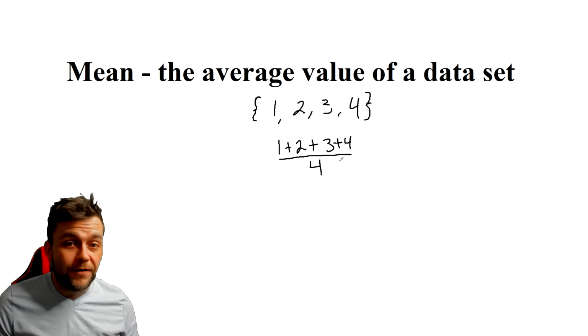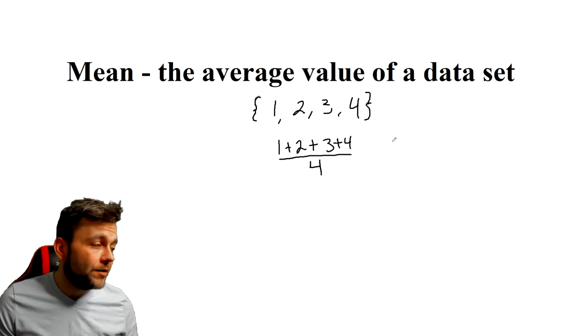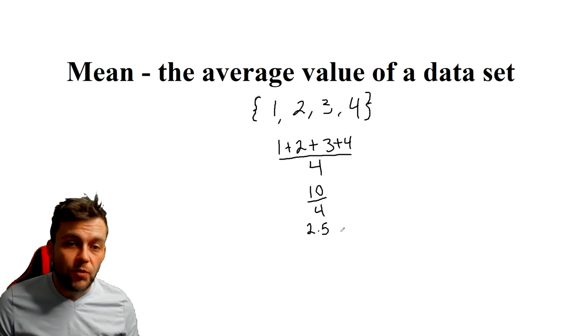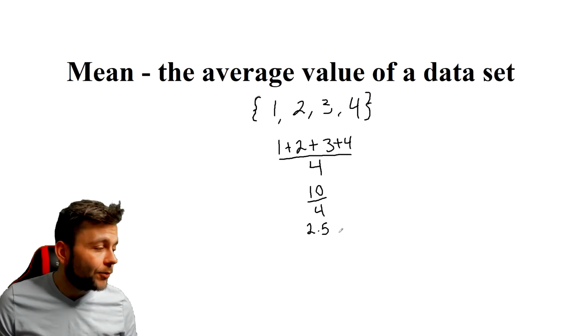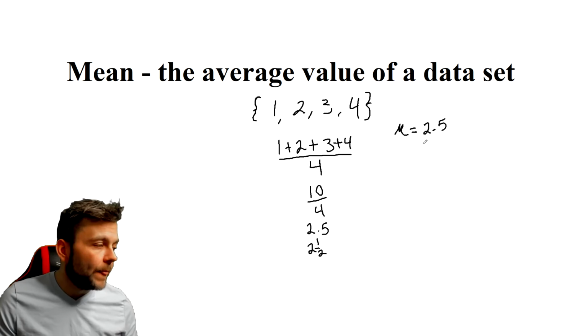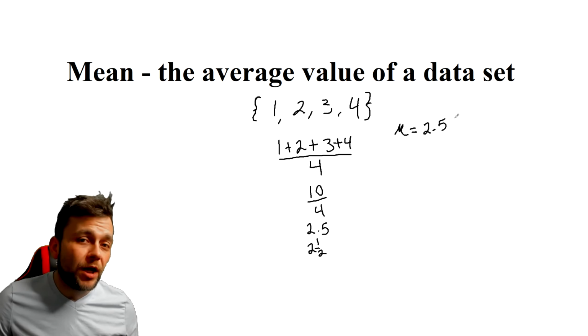And so 10 divided by 4 is what? So 10 over 4. That is equal to 2.5. It goes in there 2.5 times. So 2.5 is our mean. The symbol for mean looks like a fancy M. So mean equals 2.5. So that's our first example of the mean. Let's do a couple of more.